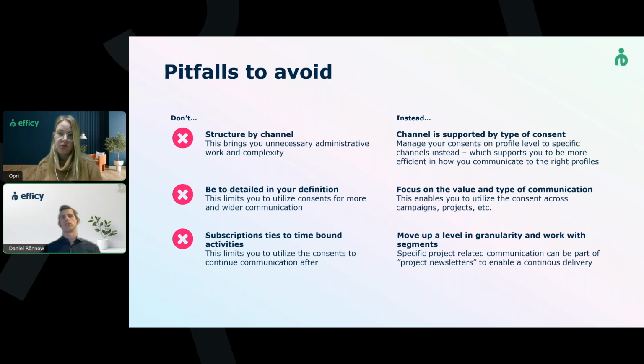You're not allowed to send the communication to them because that's a separate subscription. So keep in mind not to detail it too much, because that limits you in a little bit the same kind of way as if you just group it in one subscription and split it in several. But focus on the value. So what value on the higher level do I want to give up? And the same thing goes with tying it to time-bound activities, basically.